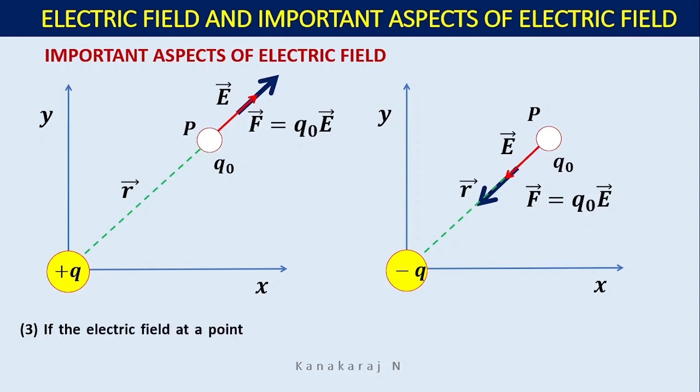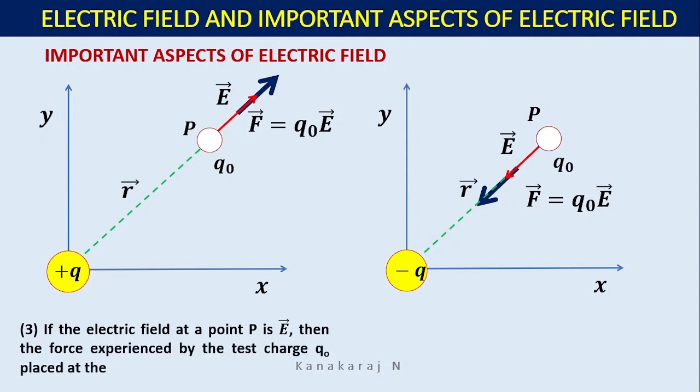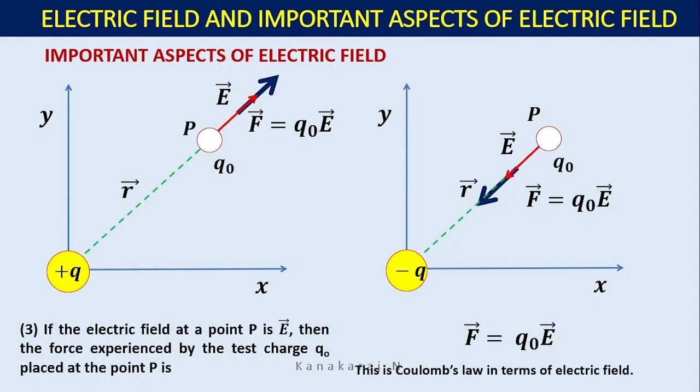If the electric field at a point P is E vector, then the force experienced by the test charge Q naught placed at that point P is F vector equals Q naught times E vector. This is Coulomb's law in terms of electric field.